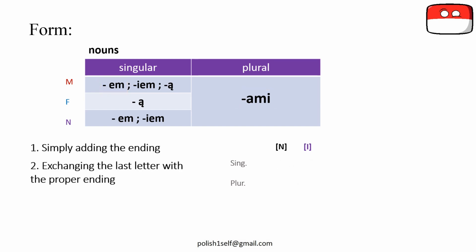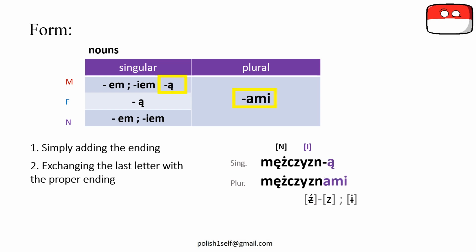The next is replacing the last letter with the proper ending. We use it mainly in neuter nouns ended with O, and all feminine nouns which, if we don't include some exceptions, end with the letter A. For example, a woman, kobieta, kobiety, kobietą, kobietami. A mirror, lustro, lustra, lustrem, lustrami. Also, some of masculine nouns which end with the letter A undergo this pattern, like mężczyzna, mężczyźni, mężczyzną, mężczyznami.